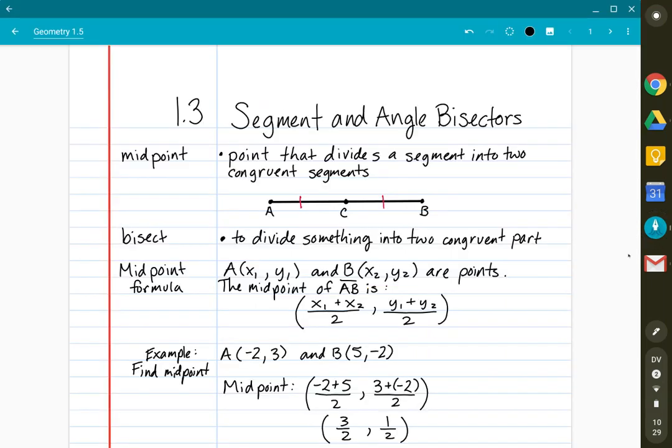Hello everybody, today we're talking about segment and angle bisectors. Bisector is kind of similar to a bicycle. It involves two of something. So the first word we're going to need is the midpoint.